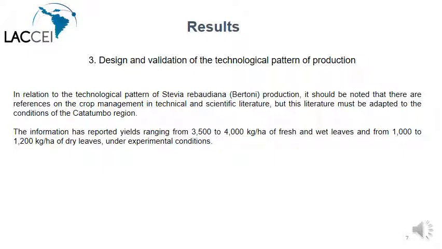In relation to the technological pattern of stevia production, it should be noted that there are references on the crop management in technical and scientific literature, but this knowledge must be adapted to the conditions of the Catatumbo region. The information has reported yields ranging from 3,500 to 4,000 kilograms per hectare of fresh and wet leaves, and from 1,000 to 1,200 kilograms per hectare of dry leaves under experimental conditions.